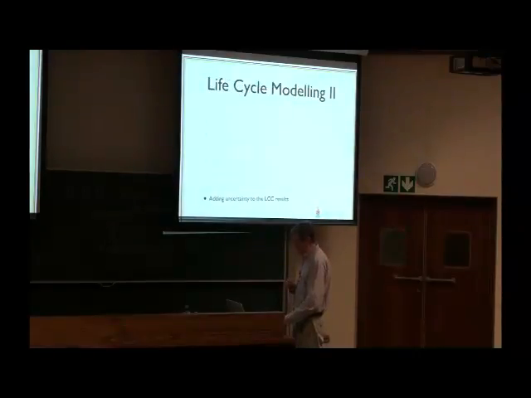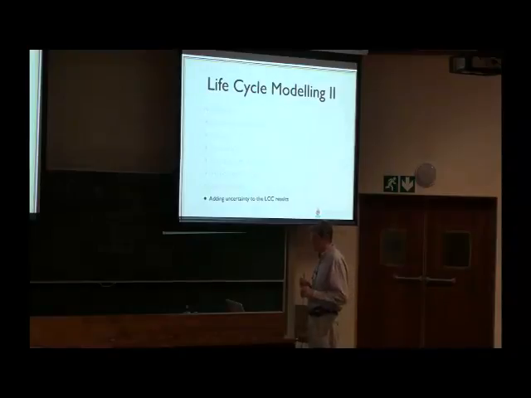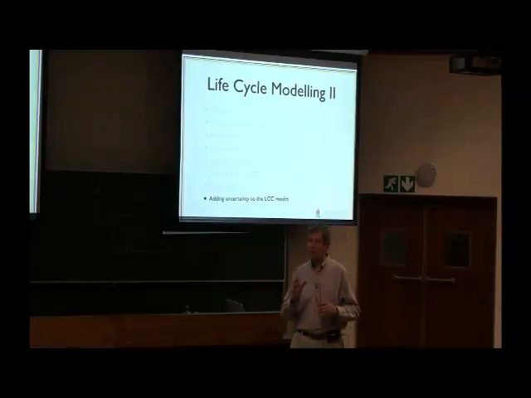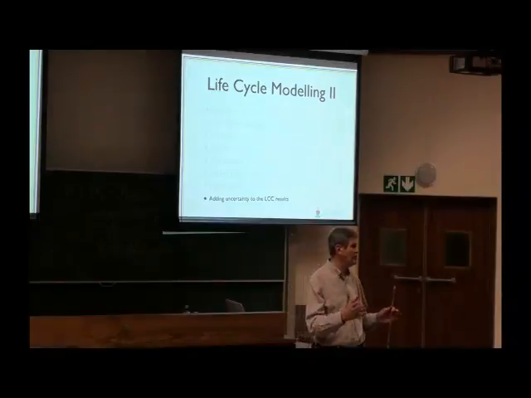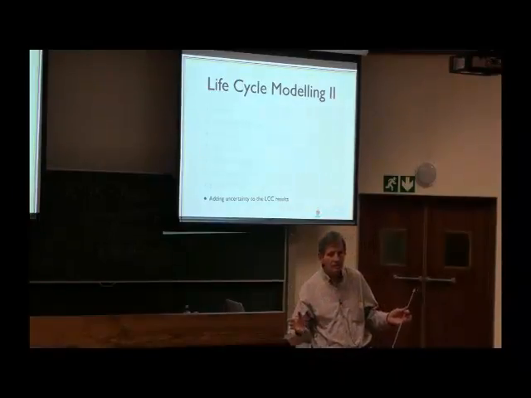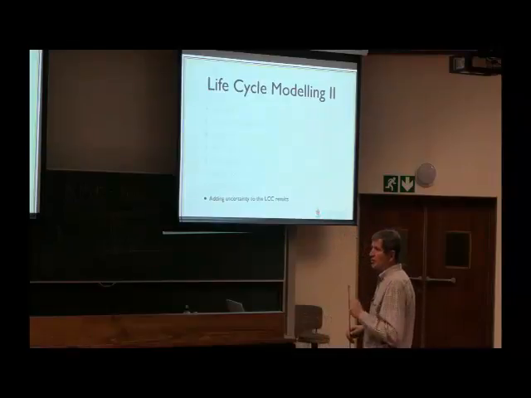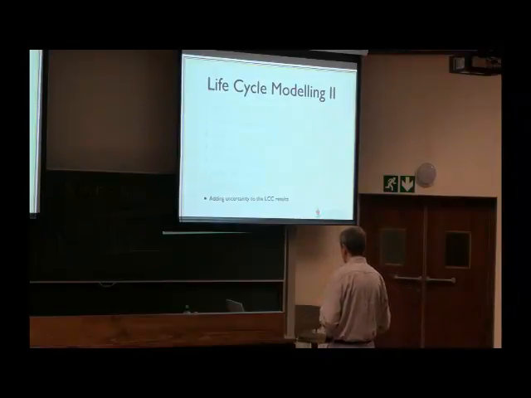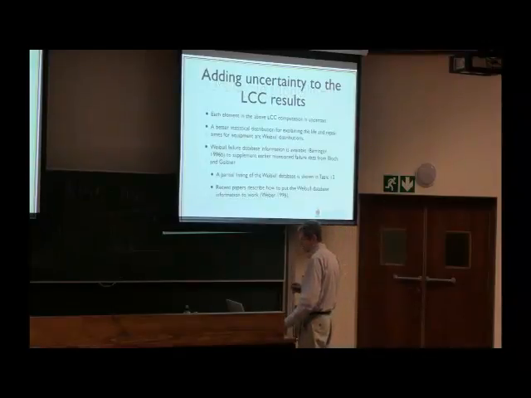And then the last thing is, now we come to Monte Carlo, adding uncertainty to the life cycle results. You now have a model that can do the job. But you don't have any uncertainty in it. Your values would seem to be discrete, singular values. But now you say, well, maybe that's not true. So now you add uncertainty.